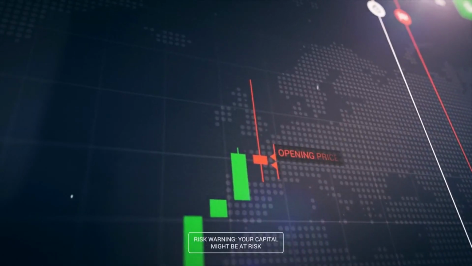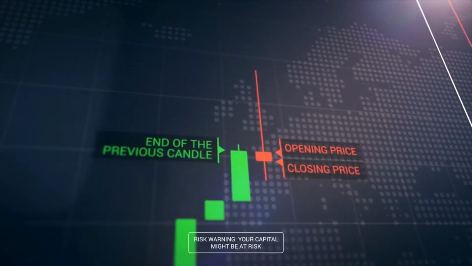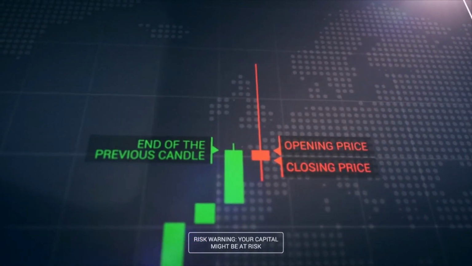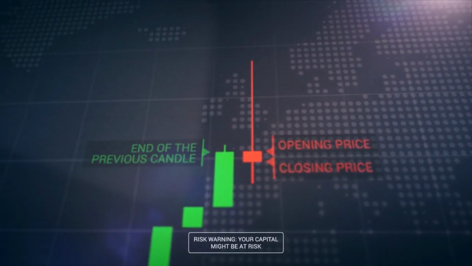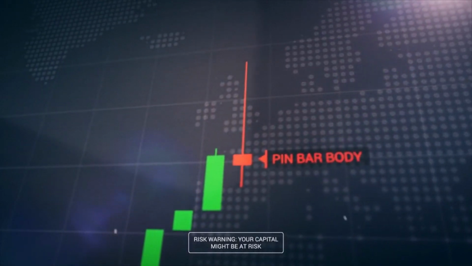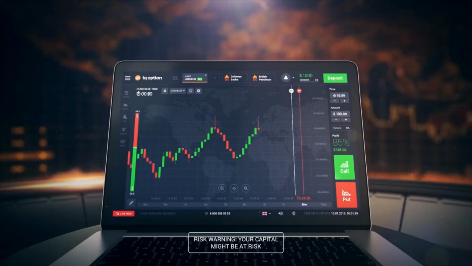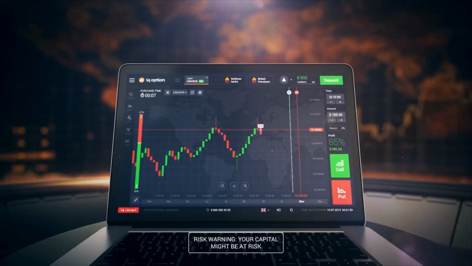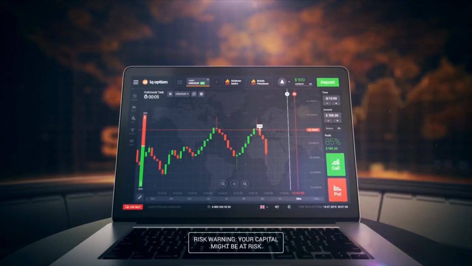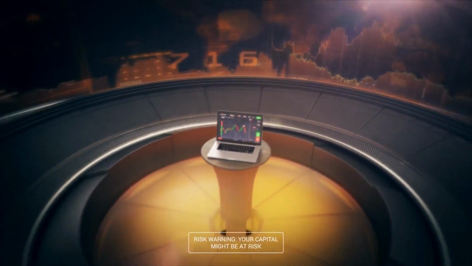Pin bar's open and close levels are placed next to one of the previous bar's ends, near either the top or the bottom. Pin bar's open and close levels are placed within the previous bar, known as the left eye. In this case, most traders consider this pin bar to be a powerful signal for purchase of the option.